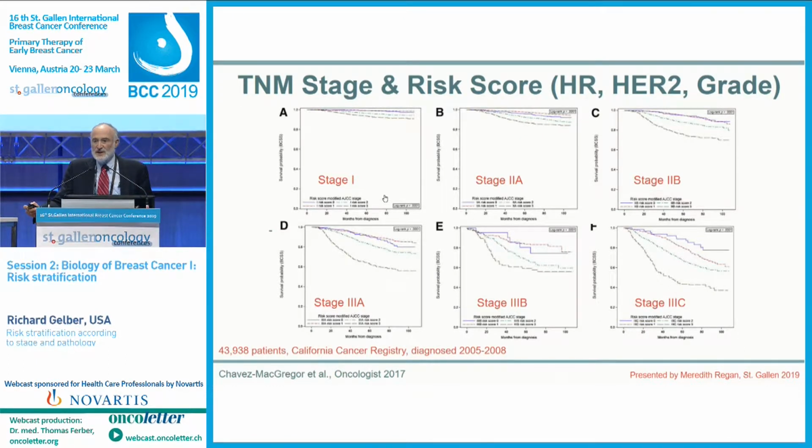I want to call your attention to one aspect of these curves, which is the shape of these curves, where you can see that the highest risk cohorts are those that have the early events, while the lower risk cohorts seem to have a continual risk over time.